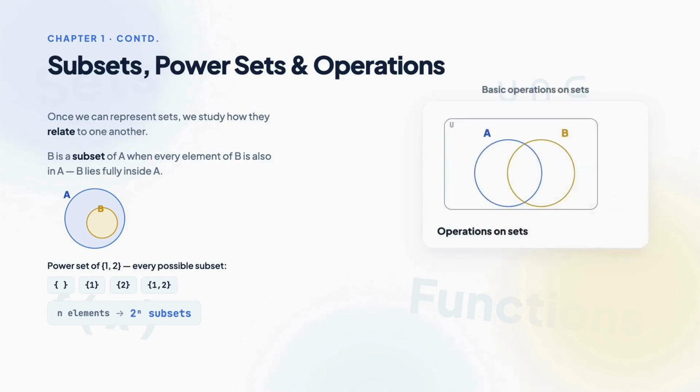Now let's look at some basic operations on sets. The union of two sets combines all elements that belong to either set without repeating common elements. The intersection contains only those elements that are common to both sets. The complement consists of all elements in the universal set that are not part of the given set. These operations allow us to compare, combine, and analyze collections of objects, and they appear frequently in mathematics, probability, logic, databases, and computing. With this strong foundation, we're ready to move to the next chapter, relations.